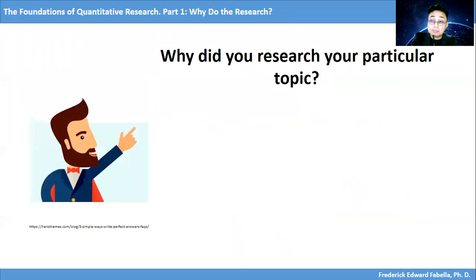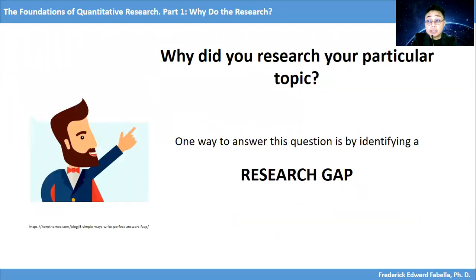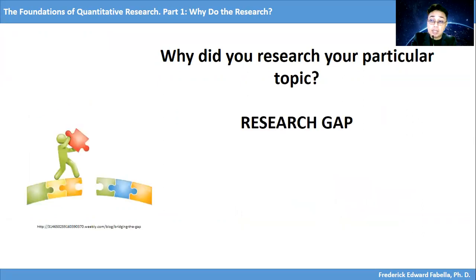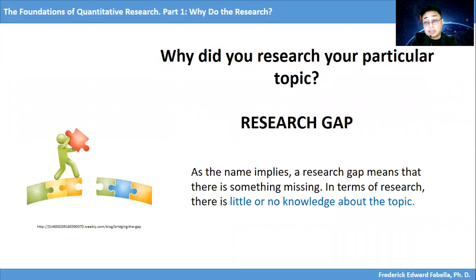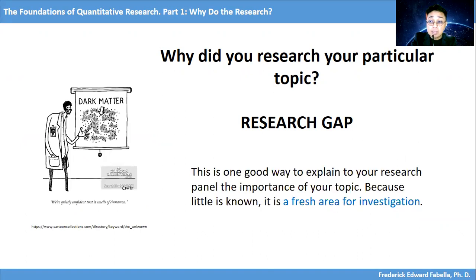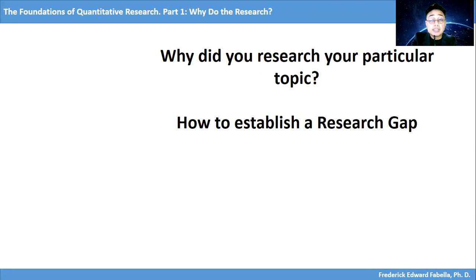Okay, so one way to answer this question is by identifying what is called a research gap. As the name implies, a research gap means that there is something missing. In terms of research, there is little or no knowledge about the topic. This is one good way to explain to your research panel the importance of your topic. Because little is known, it is a fresh area for investigation. So, how to establish a research gap? You have to establish it first.